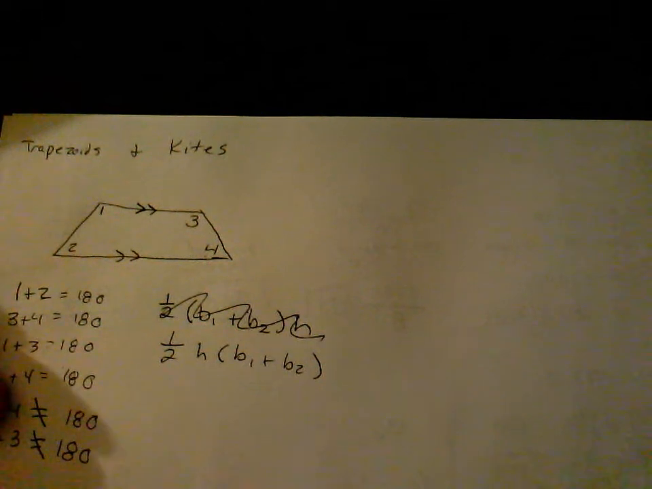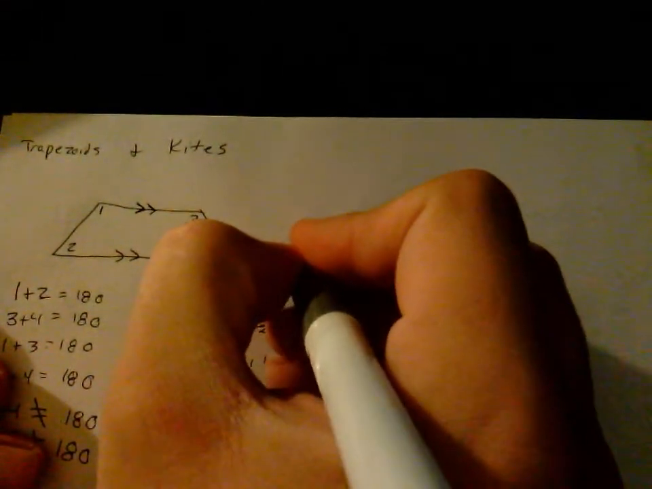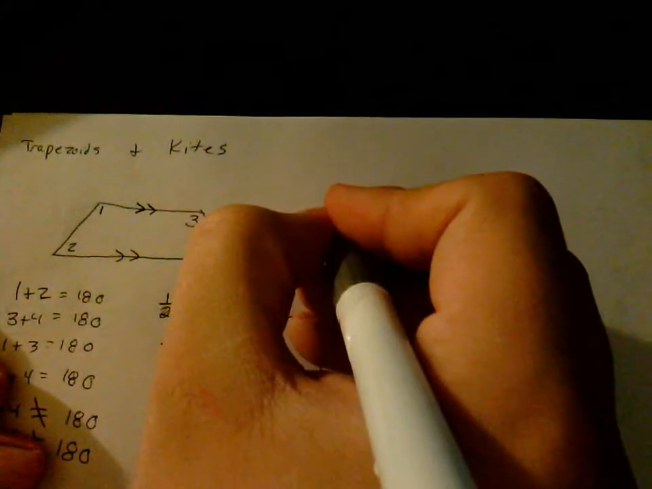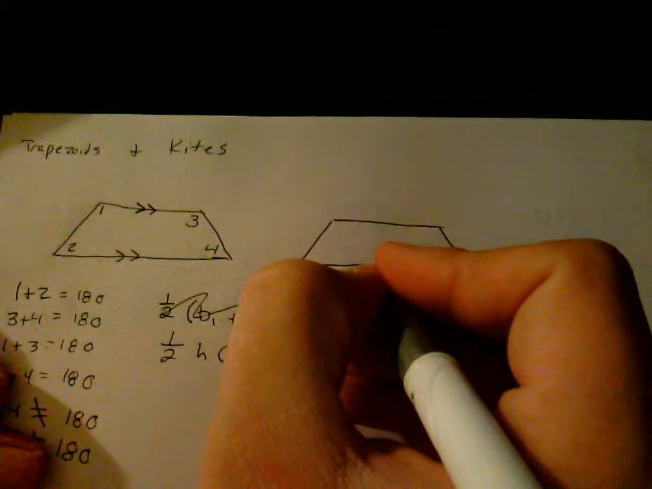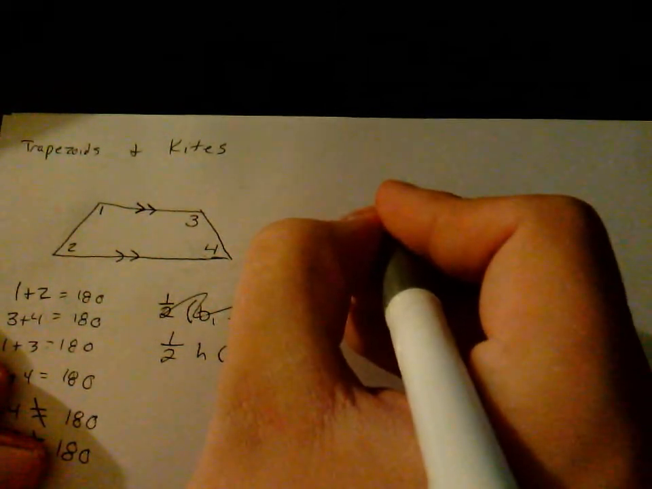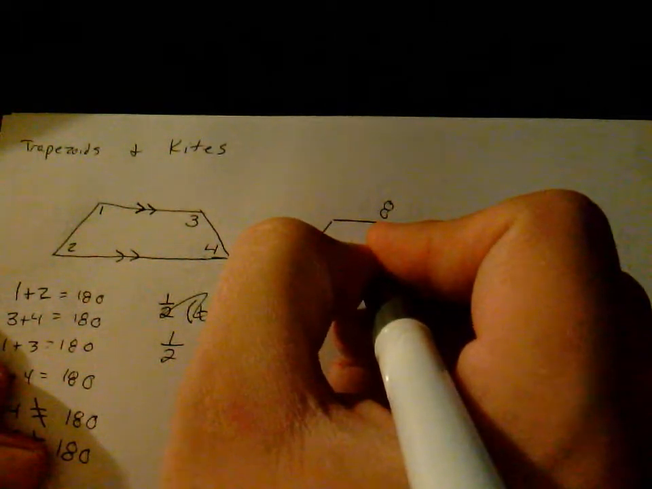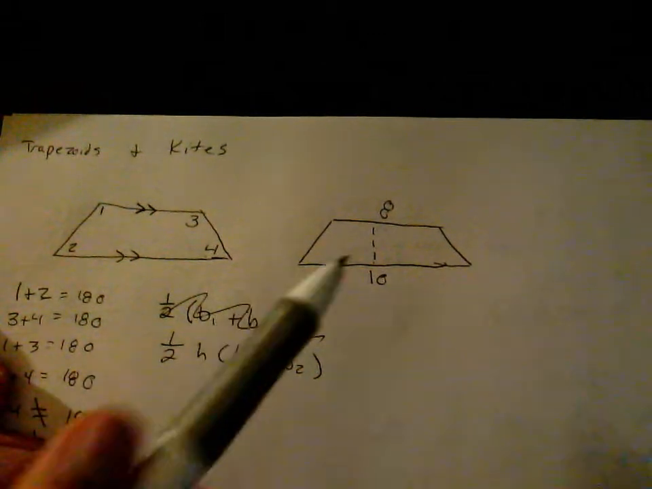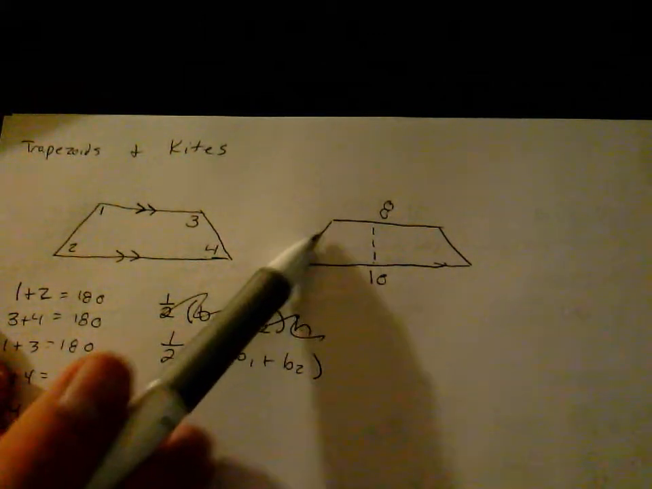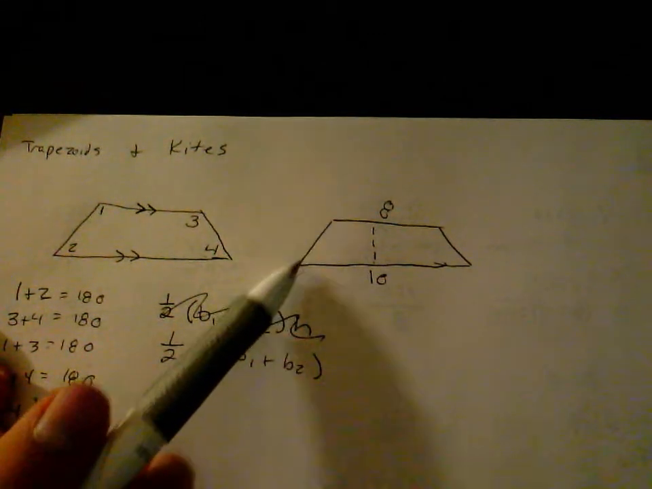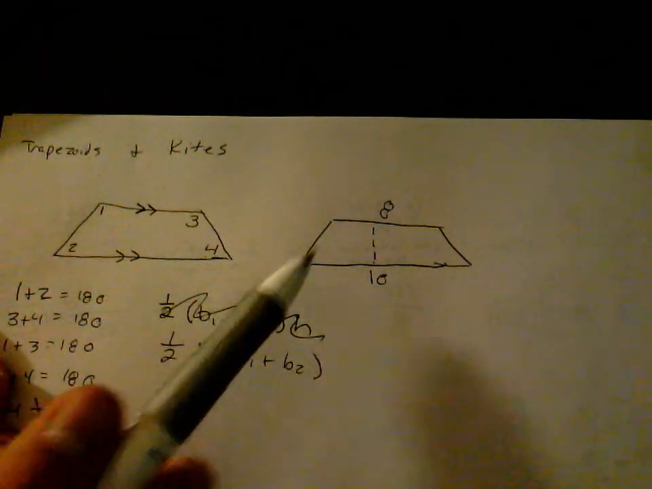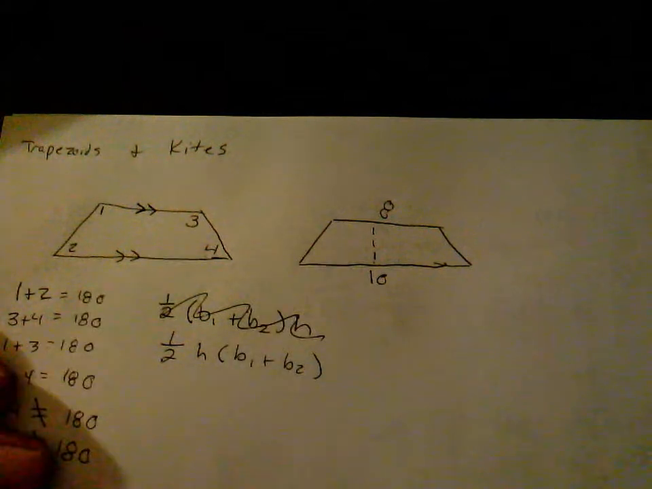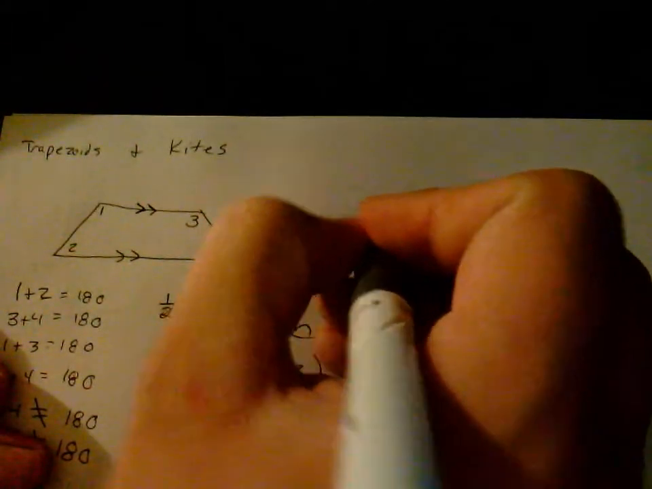So let me show you something. Let's say we had a trapezoid like this. Its bottom base was 10, its top base was 8, and its height. Now, height is measured from top to bottom, not by these diagonals. So if you ever see a number on these diagonals, just know that you need to ignore it. But top, bottom, height. So let's say we had a height of 4.